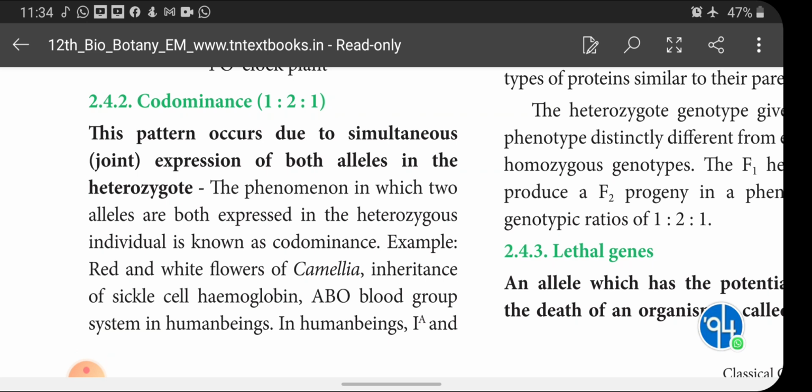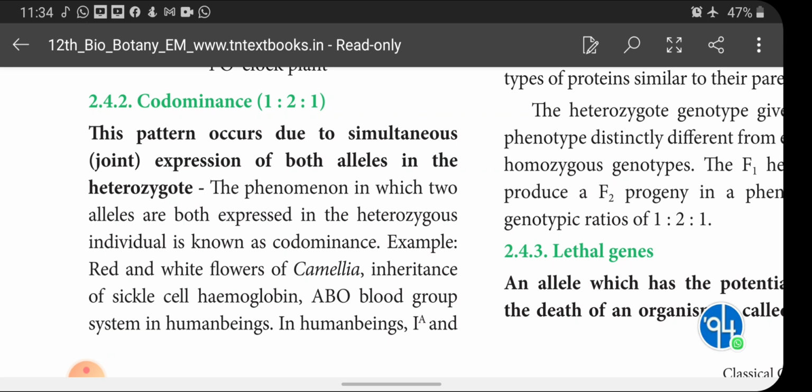Last class I discussed with you incomplete dominance. It is a type of intragenic interaction, and now I am going to discuss another example for intragenic interaction, that is called codominance. What is meant by codominance?